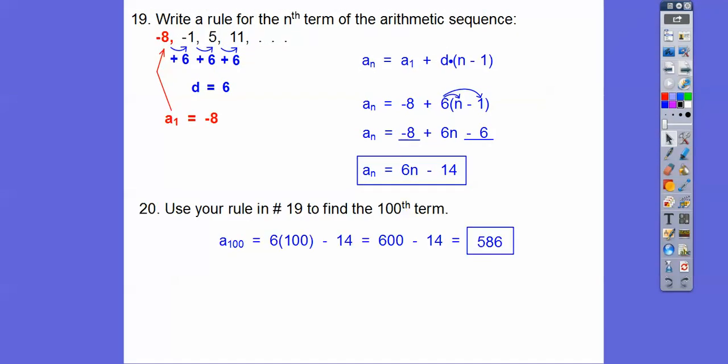All right, so use the rule in number 19 to find the 100th term. Okay, golly, I got to do this one more time.